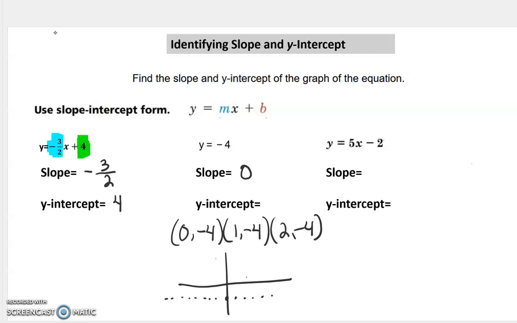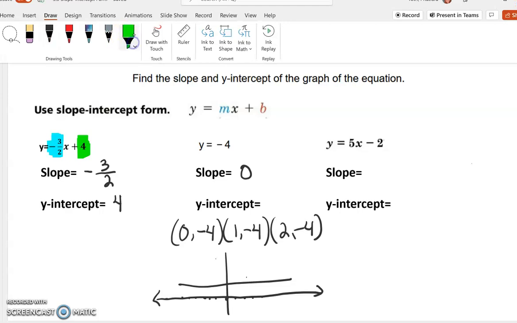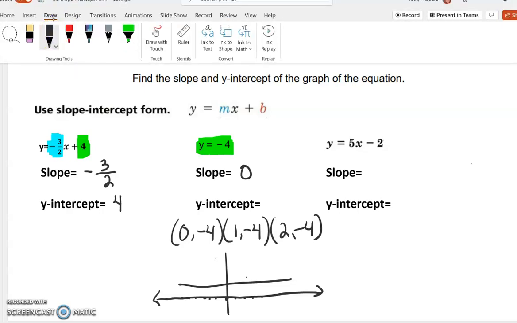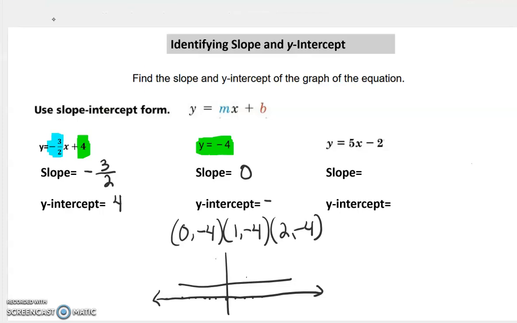There's your zero slope line. It's a horizontal line. The y-intercept, however, well, look at it. It says right here, pretty simple, y equals negative 4. So without that slope, you can automatically see that the y-intercept is exactly what it is. y equals negative 4.